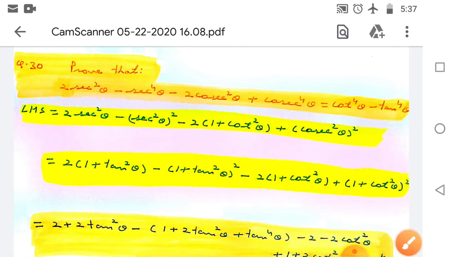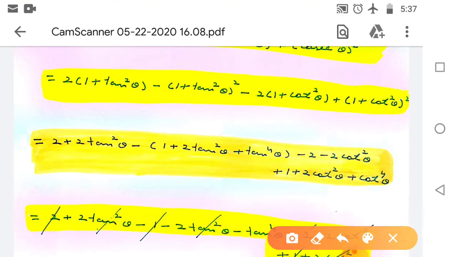Now, look at here, 2 into 1 plus tan square theta is 2 plus 2 tan square theta, and then 1 plus tan square theta whole square. When you apply (a plus b) whole square here, we get 1 plus 2 tan square theta plus tan 4 theta. And here minus 2 in bracket 1 plus tan square theta, 1 plus cot square theta. So, multiply, we get minus 2 cot square theta, and when you open (a plus b) whole square here, we get 1 plus 2 cot square theta plus cot 4 theta.